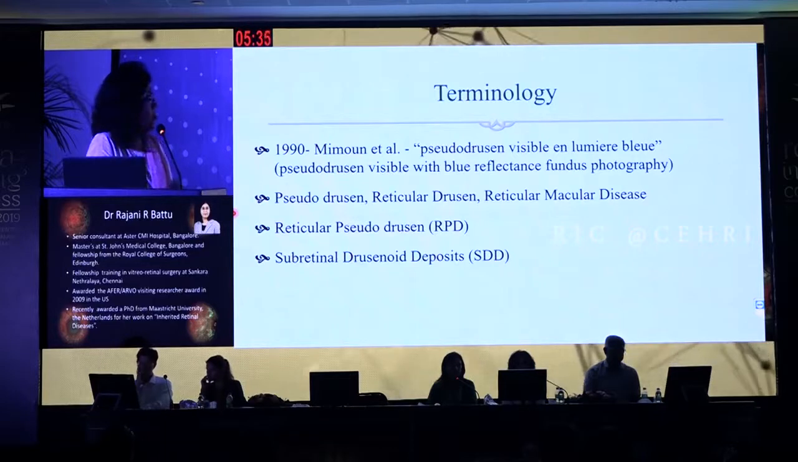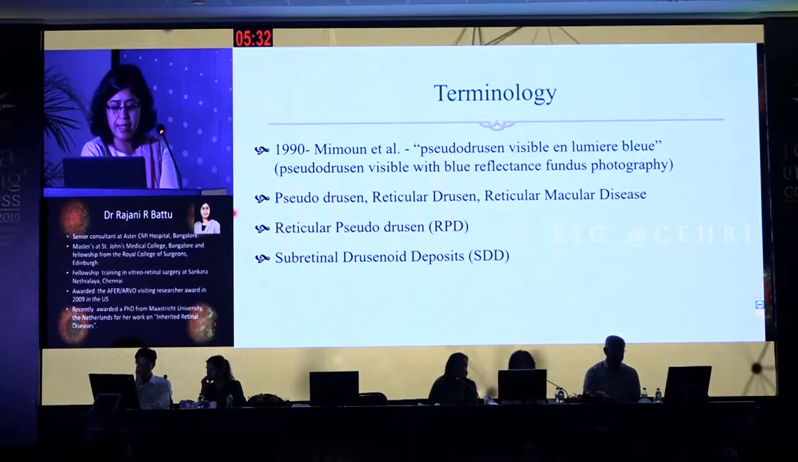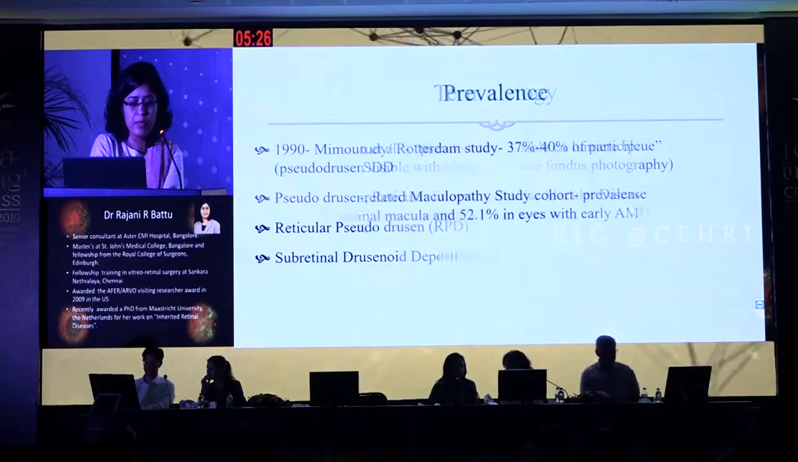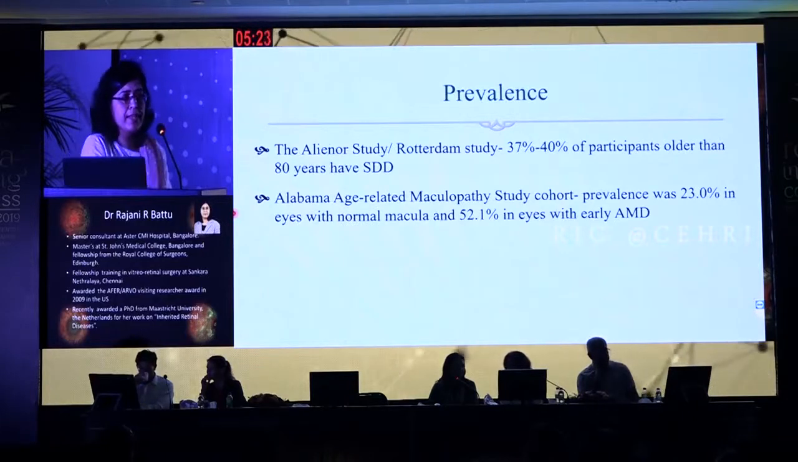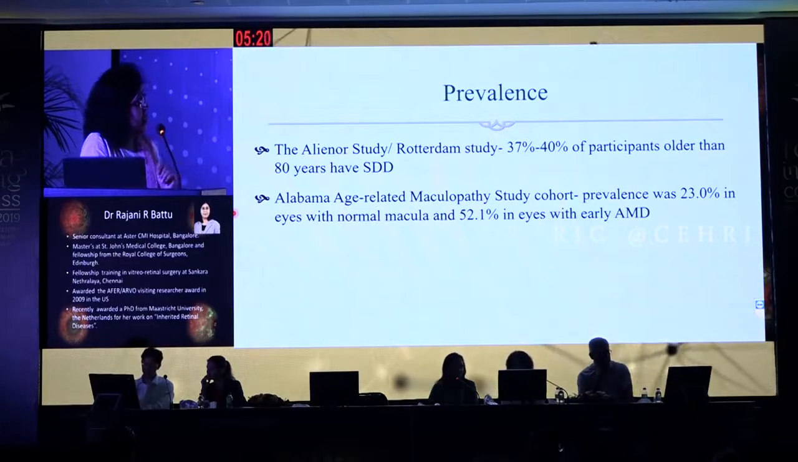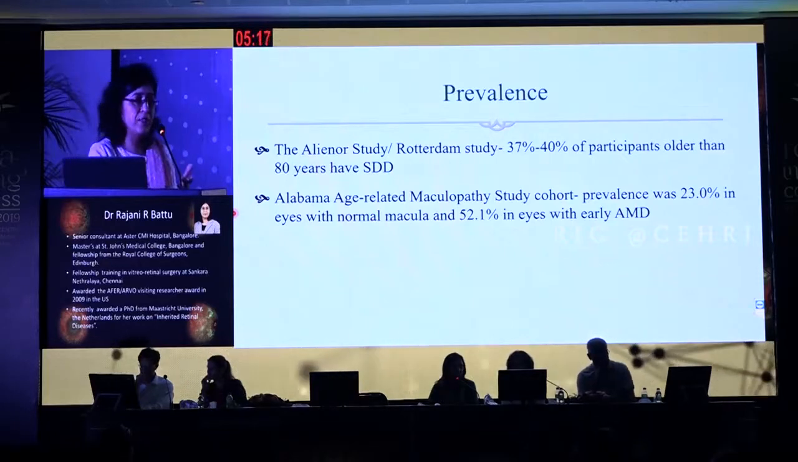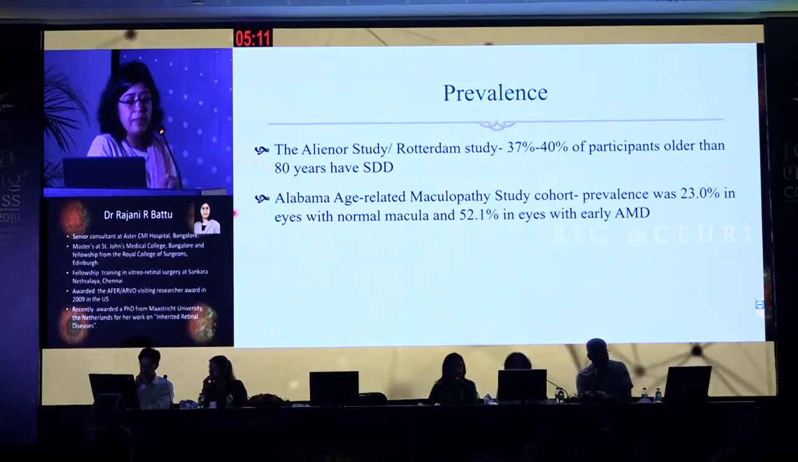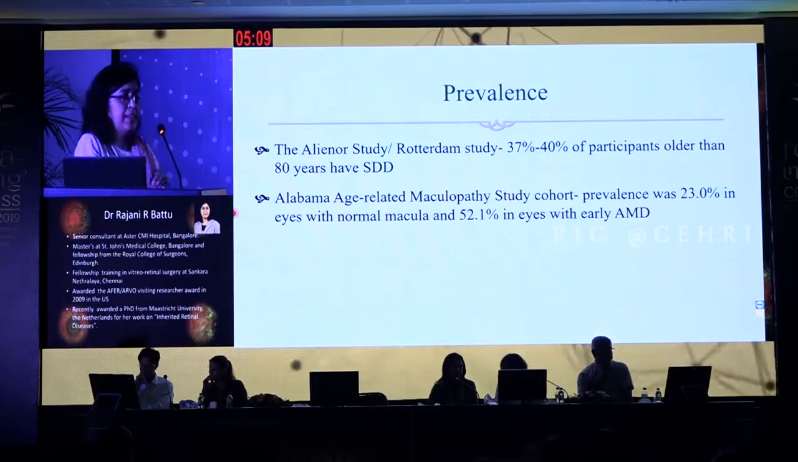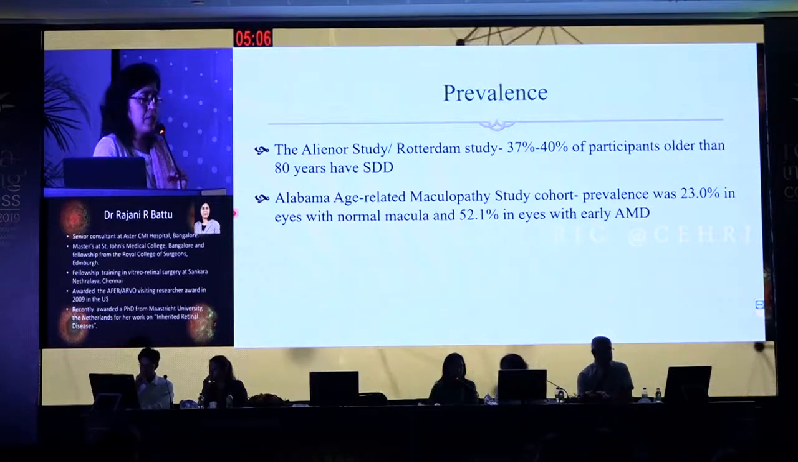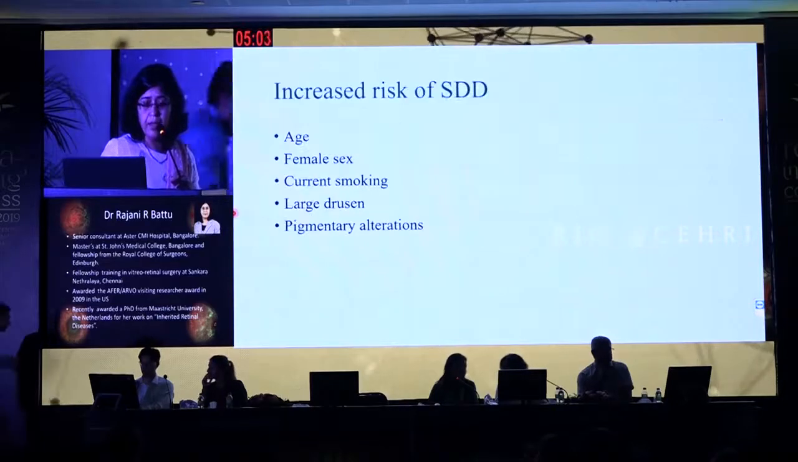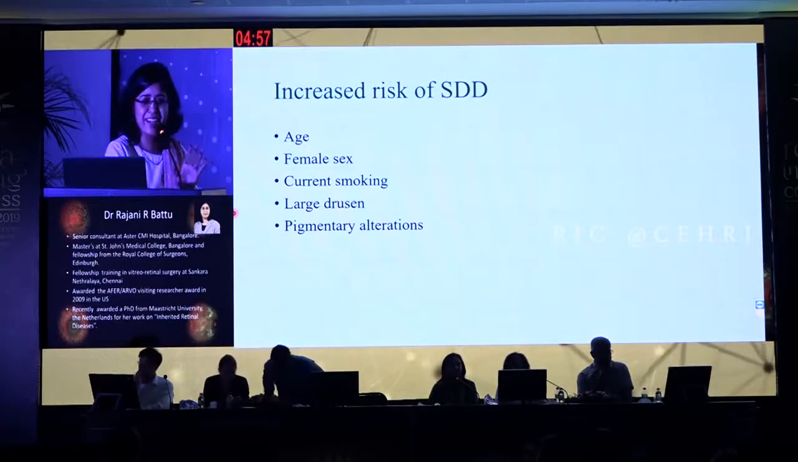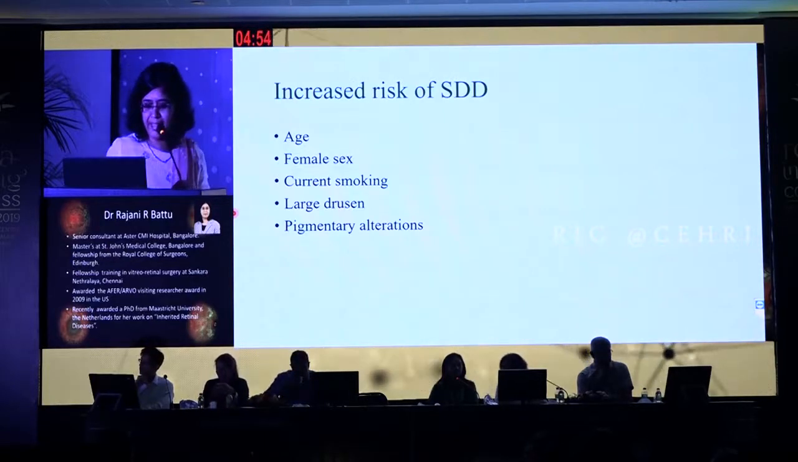It has got several names, including pseudodrusen, reticular drusen, reticular macular disease, and so on, although commonly referred to as reticular pseudodrusen or subretinal drusenoid deposits. Is it common? It does appear so, because a couple of studies have shown that nearly 40% of people over the age of 80 with so-called no AMD actually have these pseudodrusen. And the age-related maculopathy study showed that with early AMD, the prevalence was more than 50%. It seems that older women who smoke probably have the highest risk. So I think a lot of people here are spared that.